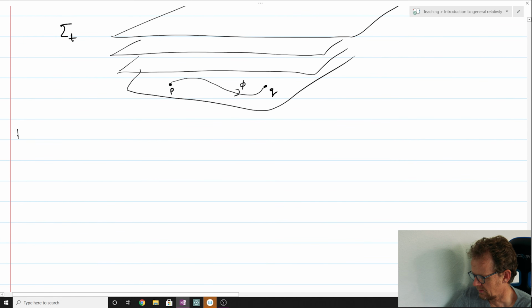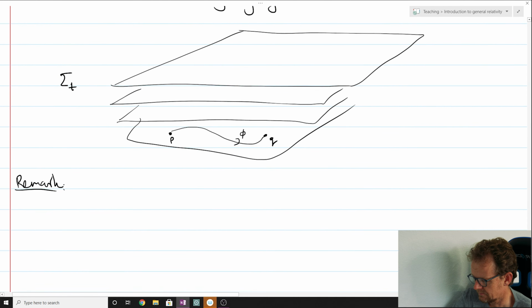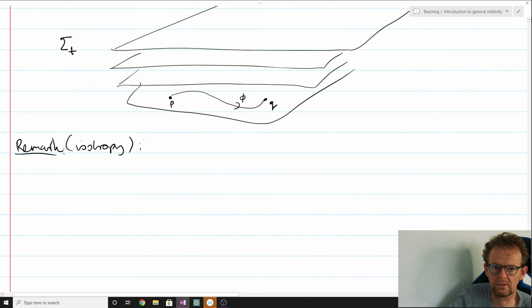Now there's one remark worth making here. This is for homogeneity, no? Yeah. Now that's homogeneity. Now for isotropy, before we even start, we've got to make a comment on how many observers will perceive the universe as being isotropic.